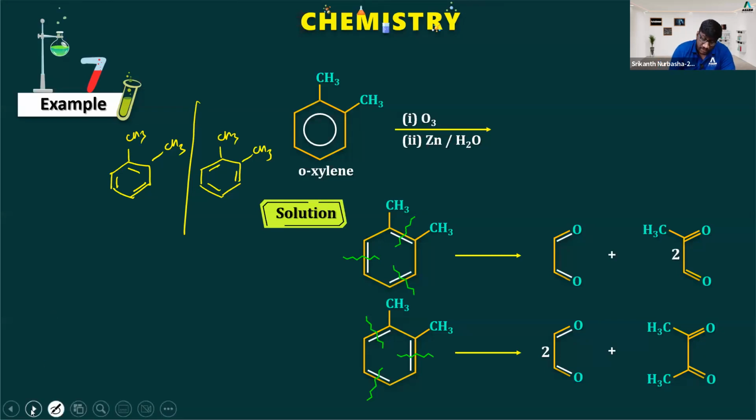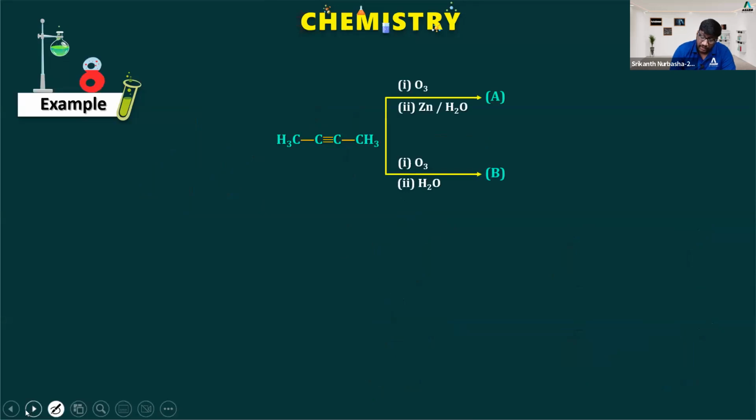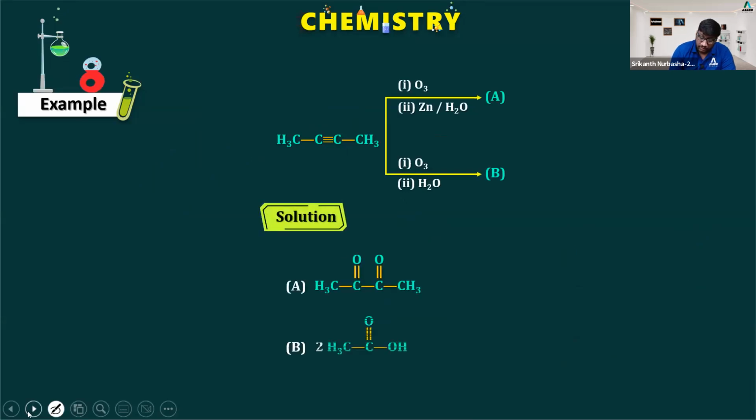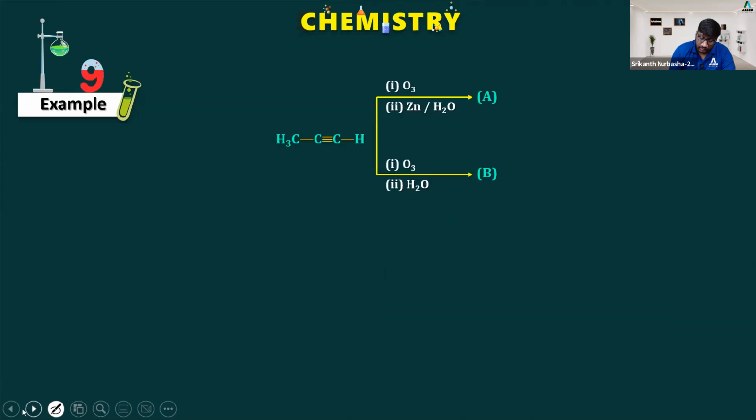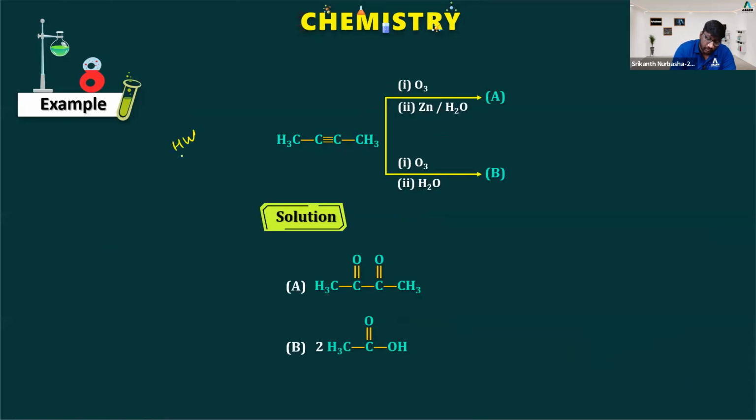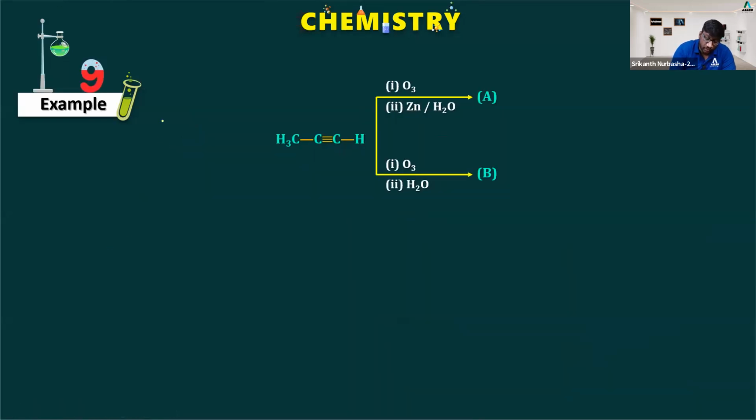Different reactions of ozonolysis. These are different examples. Can you try this? Take the 8th one and 9th one as homework. All the answers are there. You just try it on your own.